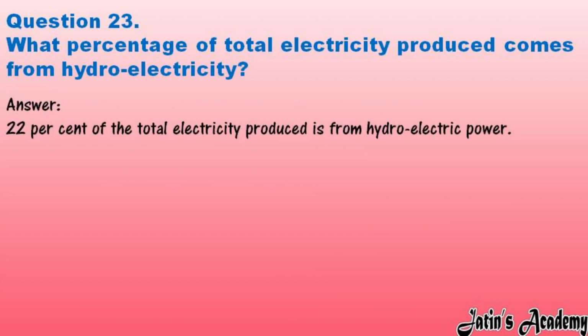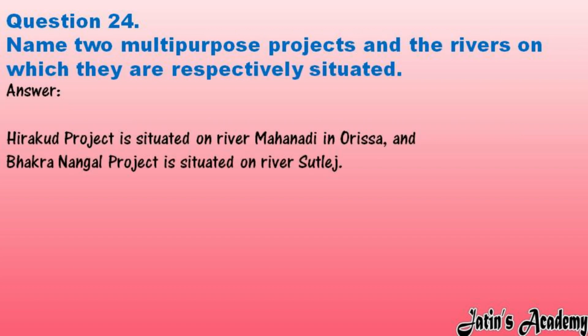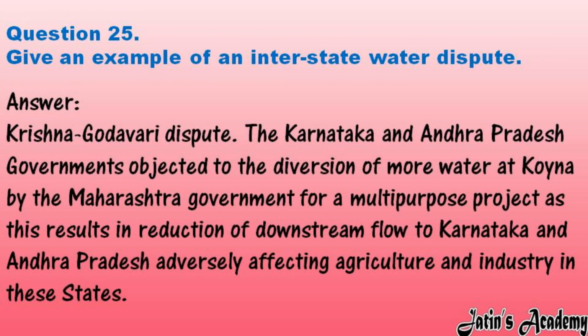Question 23. What percentage of total electricity produced comes from hydroelectricity? Answer. 22% of the total electricity produced is from hydroelectric power. Question 24. Name two multipurpose projects and the rivers on which they are respectively situated. Answer. Hirakud project is situated on river Mahanadi in Orissa, and Bhakra Nangal project is situated on river Sutlej.